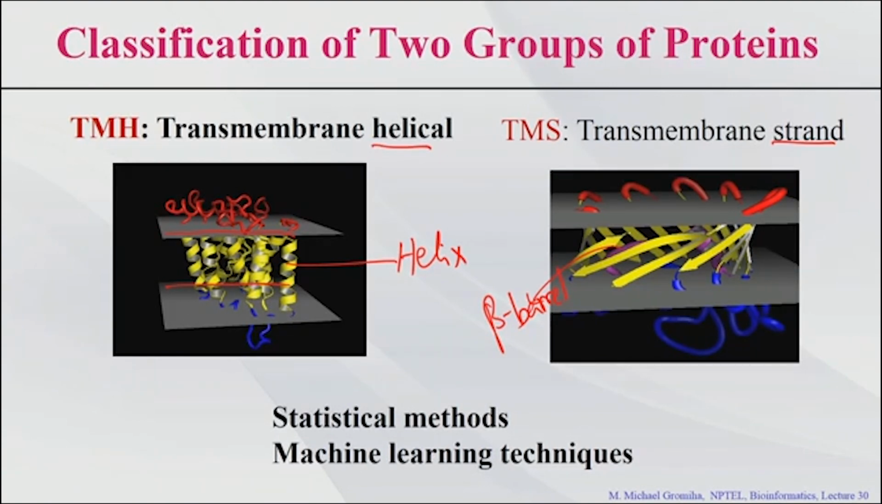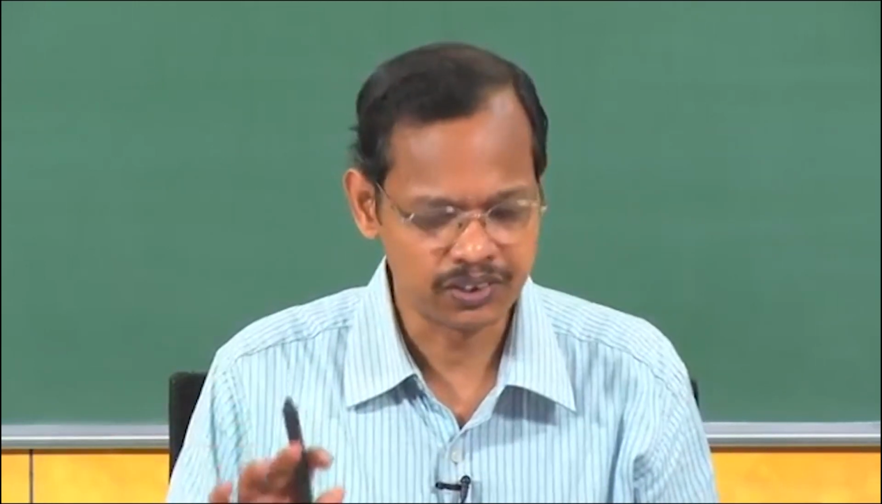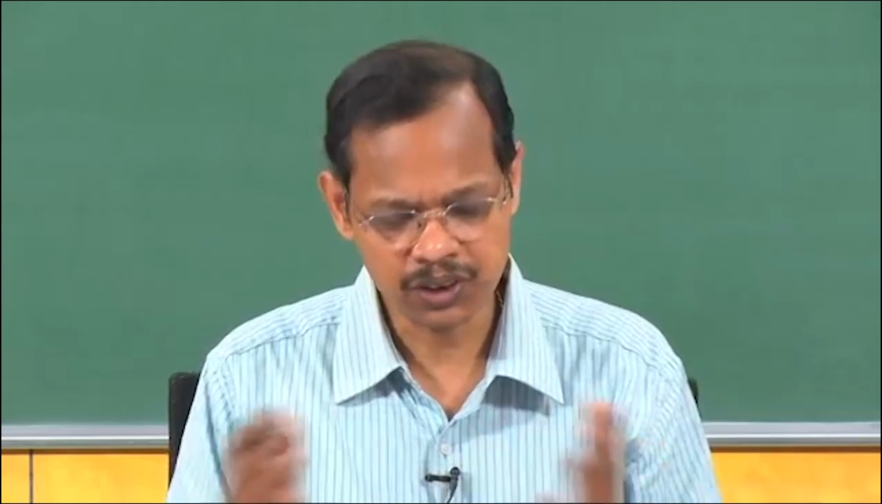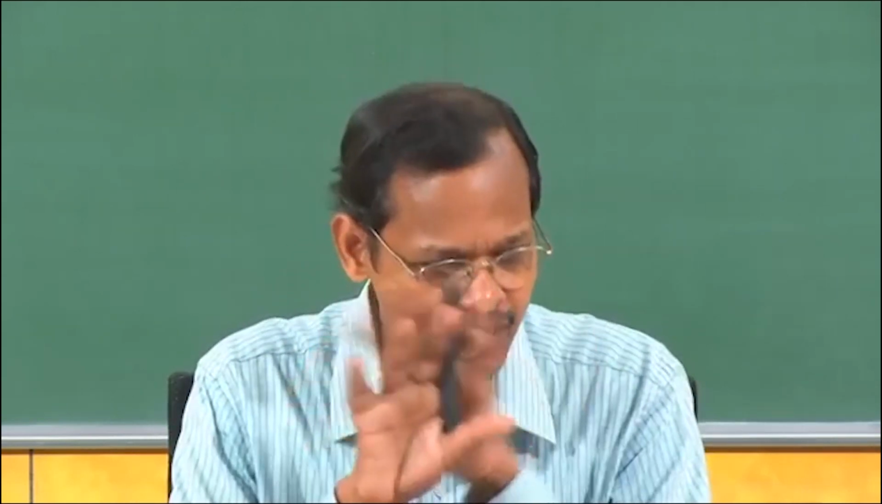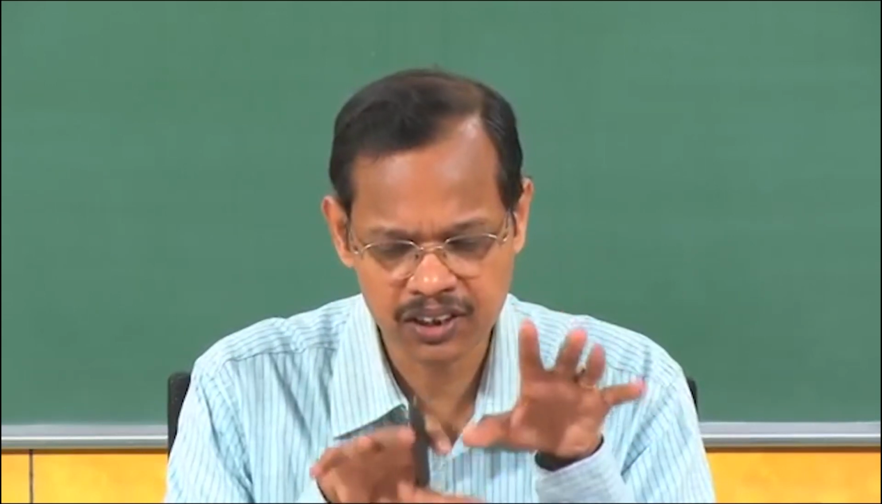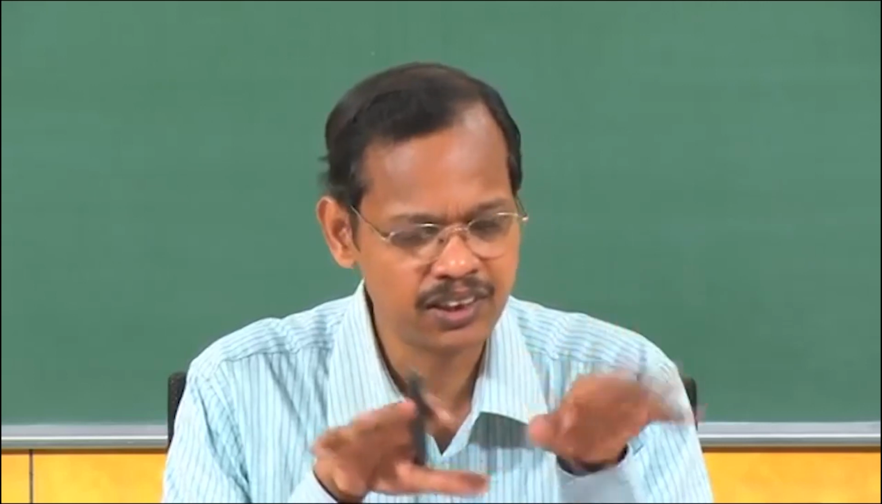If you have a pool of proteins, can we identify which belong to the helical ones and which belong to the strand ones? There are various methods to do this. I will explain two different methods, mainly the statistical methods and the machine learning techniques. How to do that? What is the first step we have to do? Data set. First we have to get a data set. Once you have a data set, you can derive the features from it. Here, first I explain the method I already discussed earlier.